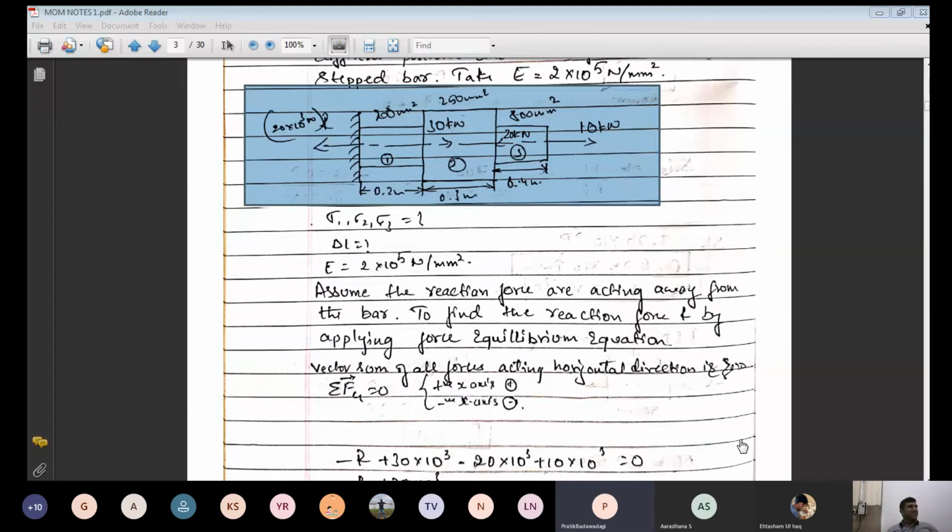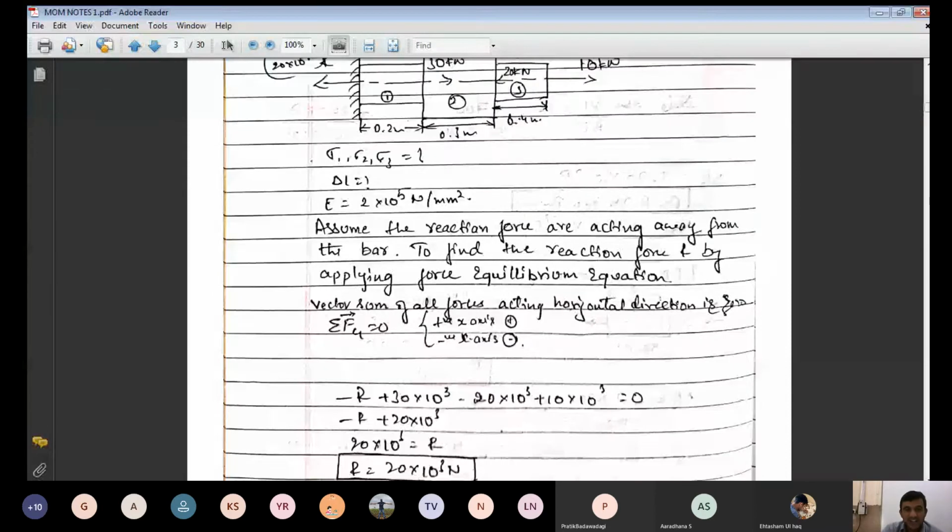Sir, R is 20. R is 20 kilonewton, that is right. R is 20 kilonewton, or 20 into 10 to the power of 3 Newton, right? Sir, meter should be converted into millimeter, right? Yes, convert into millimeter because length is given in meter. Go for substitution with length in millimeter.